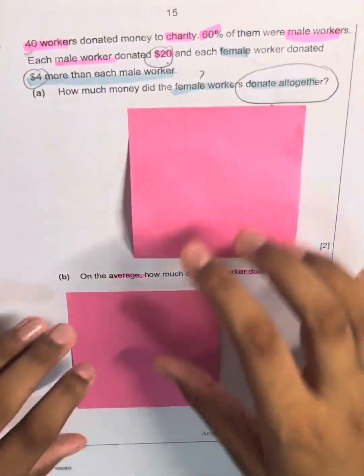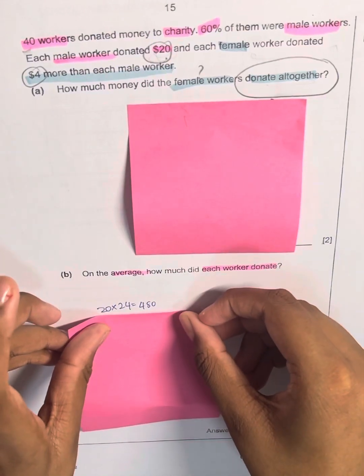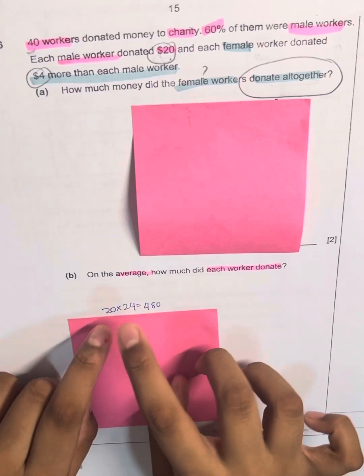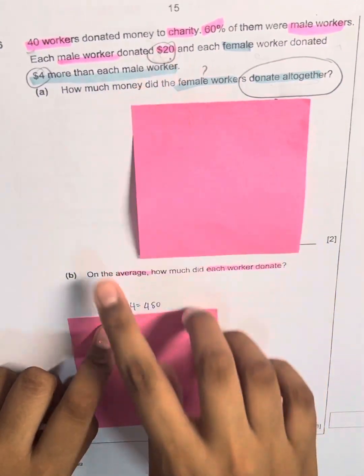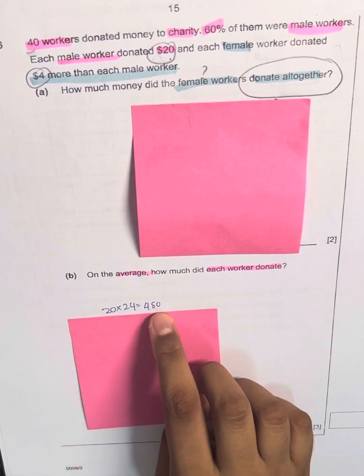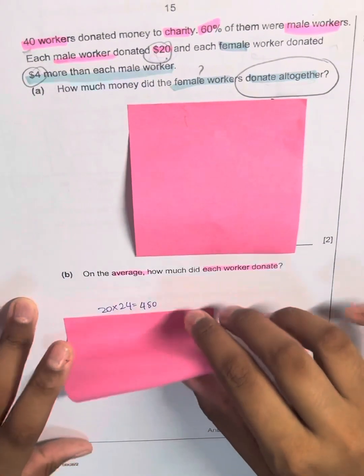So now let's find out how much the male workers donated. We know that there are 24 males, right? So that means we just need to do 20 times 24. Because each male donated $20, there are 24 males, that will give us 480. That means the total amount that the male workers donated was 480. So next step.